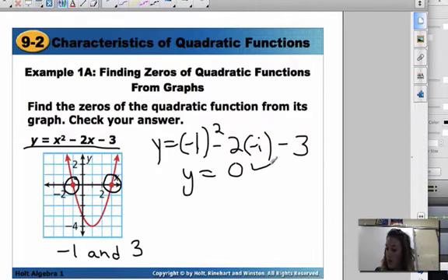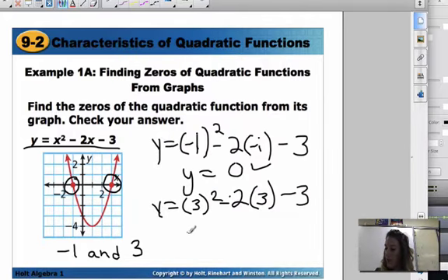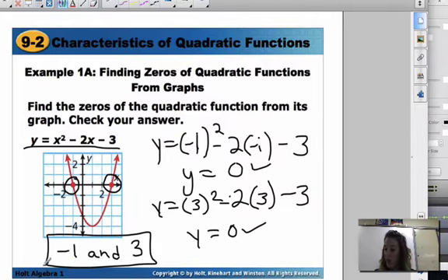Check, so that one works. So now let's try 3. That also equals 0. So check. These are your two solutions. Again, the reason why we're getting 0 is because this ordered pair is -1, 0. This ordered pair is 3, 0. So when we plug those in, we do want to get 0 for our y value.